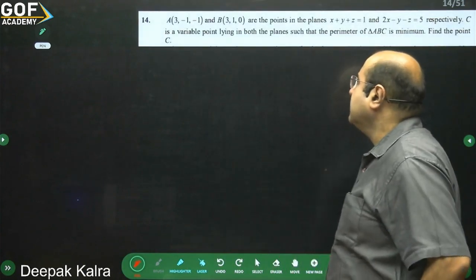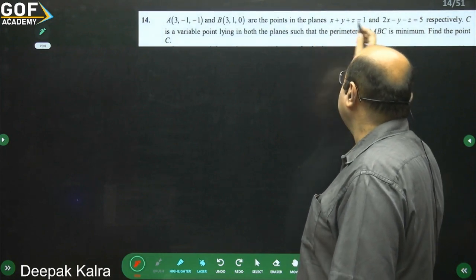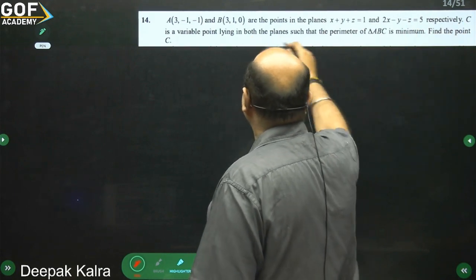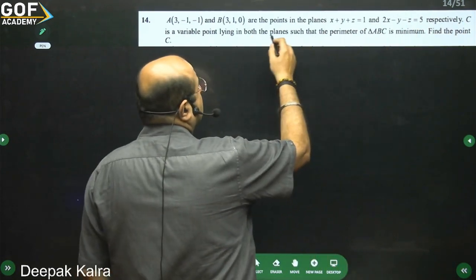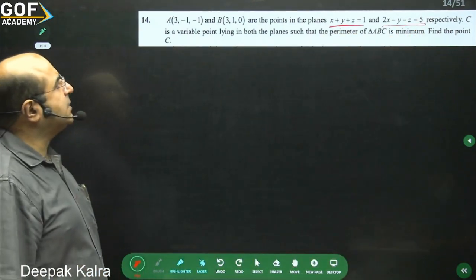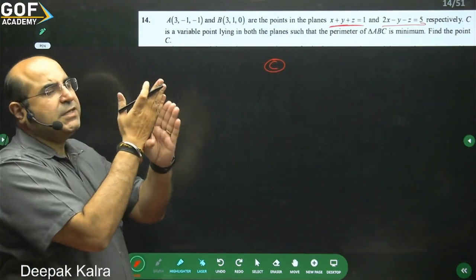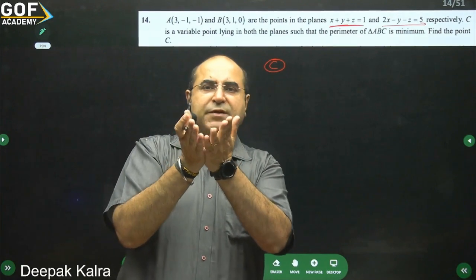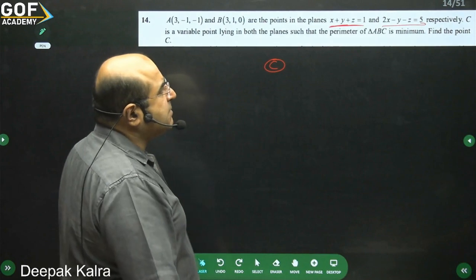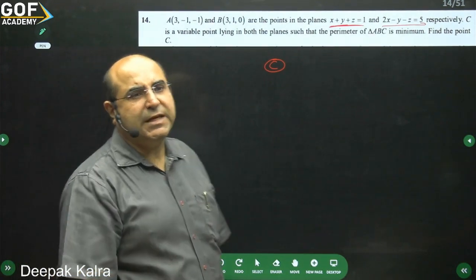14th question. These are the 2 points on these planes, respectively. C is a variable point lying on both the planes. On both the planes, a point C is lying. Means it will lie on their line of intersection, such that the perimeter of triangle ABC is minimum. Find the point C. So it is a question of calculus, I guess.